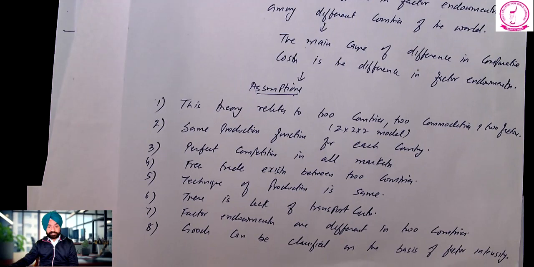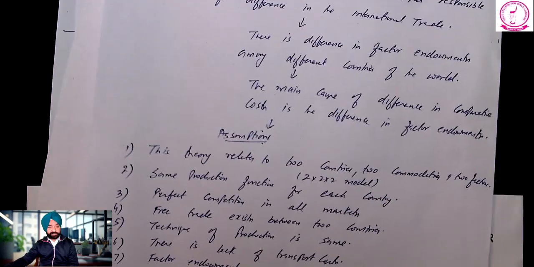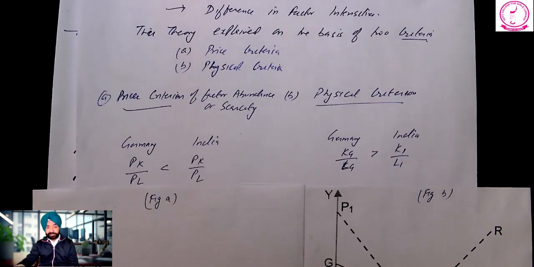Then goods can be classified on the basis of factor intensity. Now this is again a very important thing to remember, that there is a difference between factor intensities. Those countries which have more capital will be producing capital intensive goods. But those countries which are abundant in labor will be producing labor intensive goods. According to this theory, this is a very important thing to remember. So these are basically the assumptions of this theory.